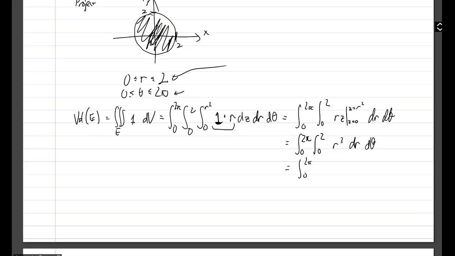So 0 to 2 pi, r to the 4th over 4, plugging in r equals 2 and r equals 0, d theta. So integral 0 to 2 pi, 2 to the 4th is 16, over 4 d theta, and this should in the end turn into 4 times 2 pi.